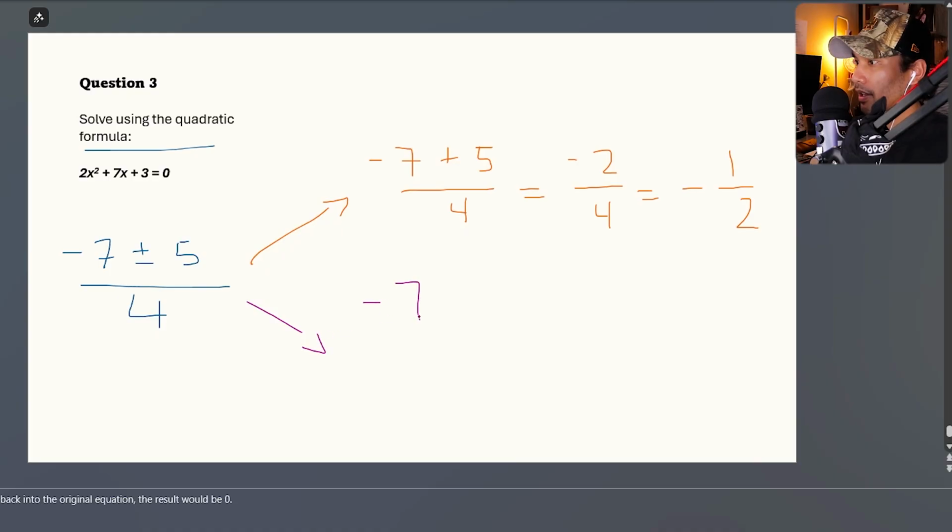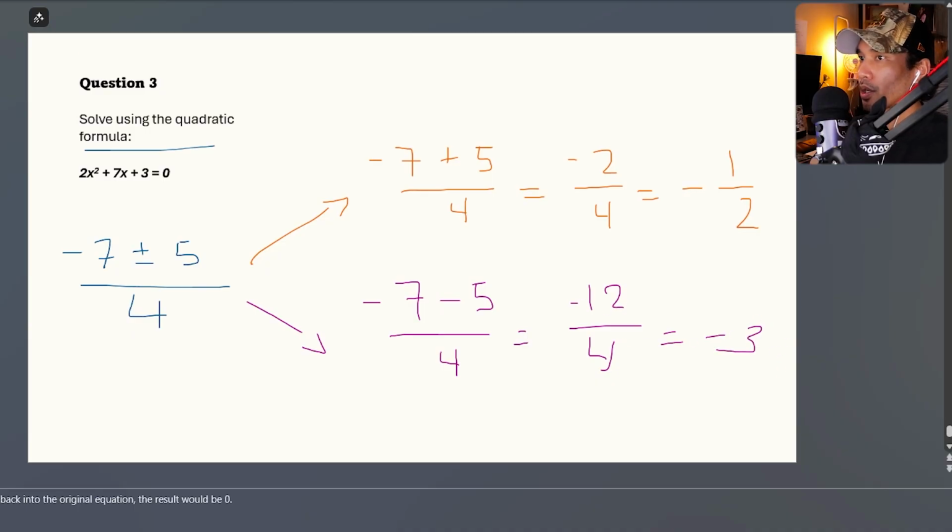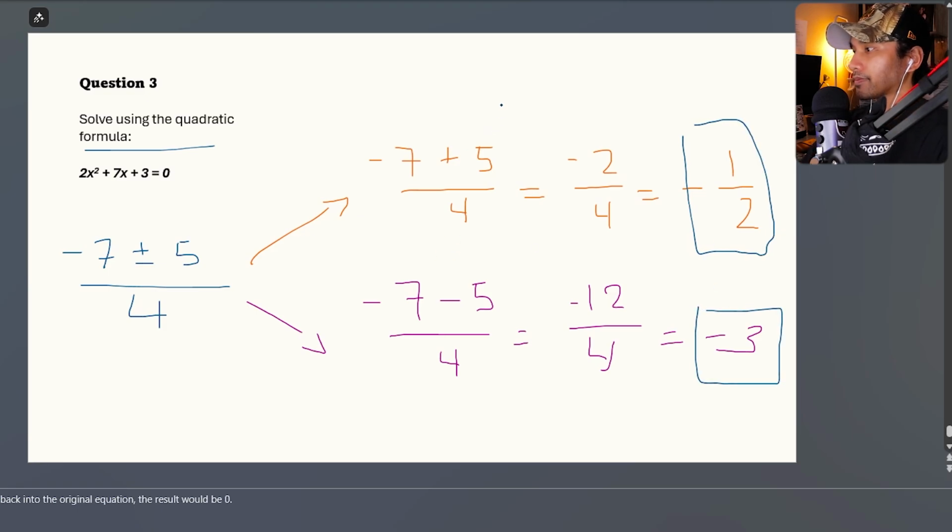Now we're going to do the negative in purple. And we go negative 7 minus 5 divided by 4, equaling negative 12 divided by 4, equaling negative 3. Negative 12 divided by 4 is negative 3. So we found and solved for x. We got negative 1/2 and negative 3. Okay? Perfect.